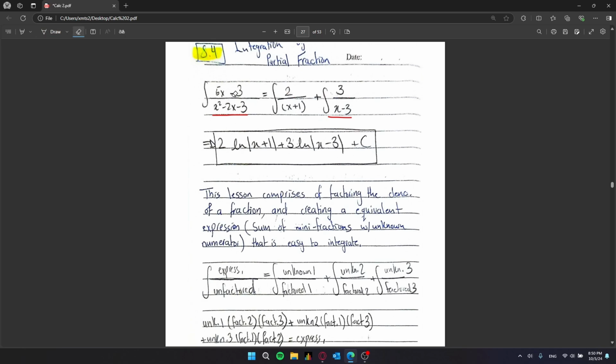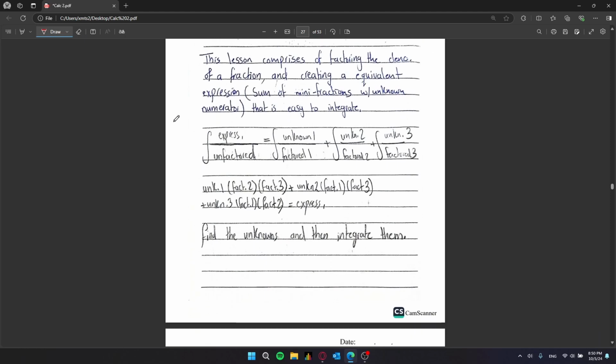So you are factoring the denominator, which is the polynomial, and you are creating expressions. You are breaking it down into smaller mini fractions with a numerator that is unknown. So in this case, x squared minus 2x minus 3 can be integrated into x plus 1 with a numerator of a, we don't know what the numerator is, plus x minus 2 with a numerator of b. So this is the formula.